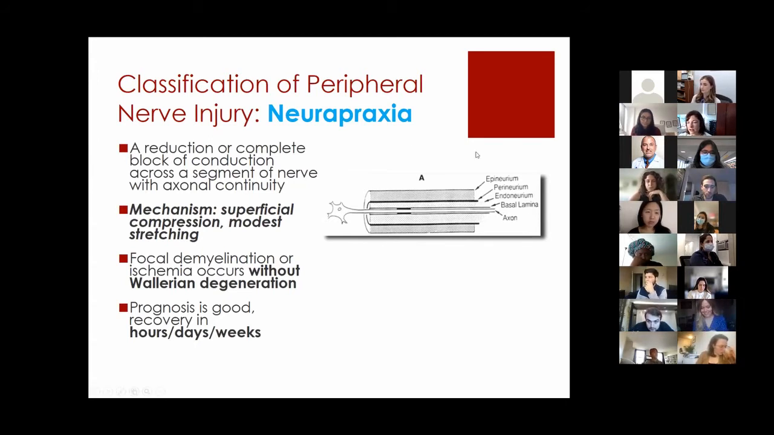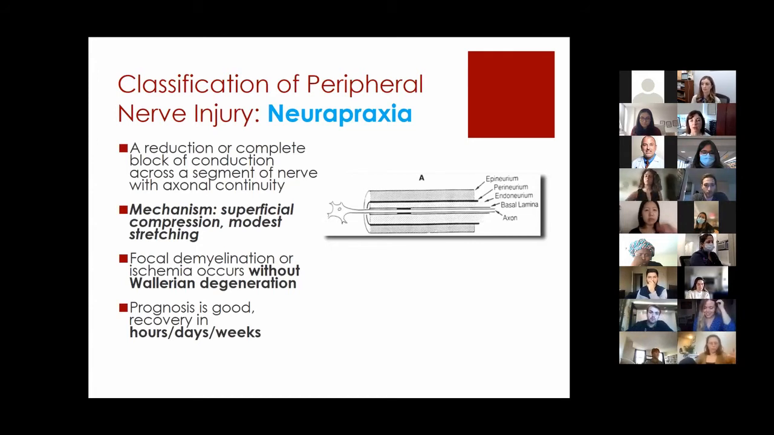In neurapraxia, you can see that the epineurium, which is the outermost connective layer that surrounds the whole nerve structure, is intact. The perineurium is intact. The endoneurium is intact. There may be some superficial compression or stretching, but we basically have intact anatomy. Myelin is compressible. I had a mentor who once told me, as a metaphor, that you can think of peripheral nerves almost like a tube of toothpaste, and you can squish it, and there is some compression that happens there.